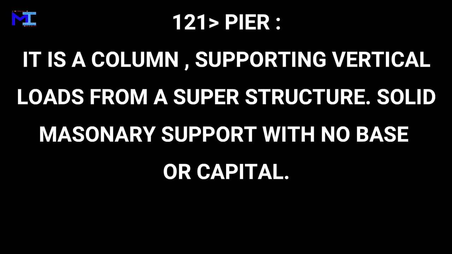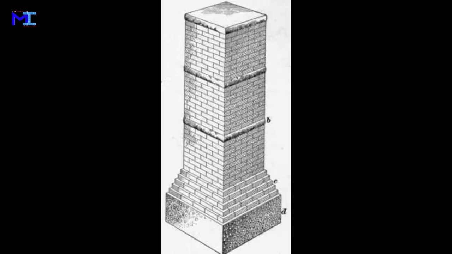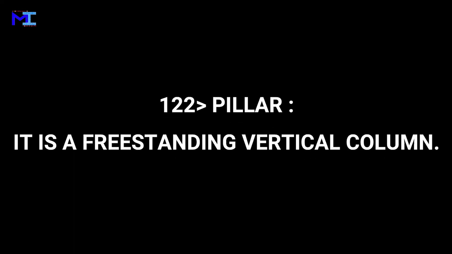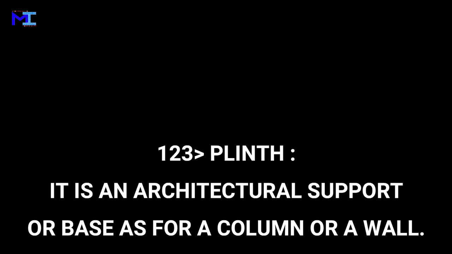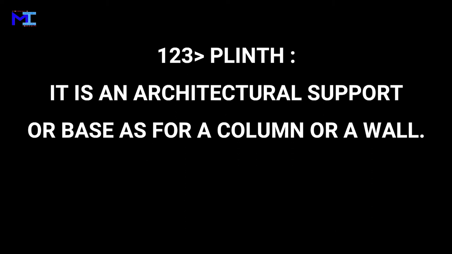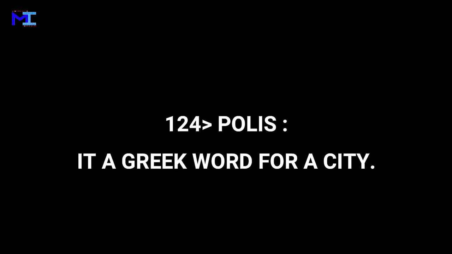Pier, it is a column supporting vertical loads from a superstructure, solid masonry support with no base or capital. Pillar, it is a freestanding vertical column. Plinth, it is an architectural support or base, as for a column or the wall. Polis, it is the Greek word for a city.